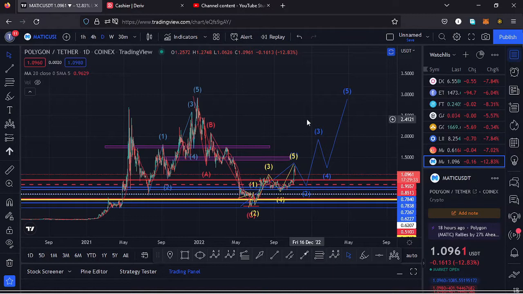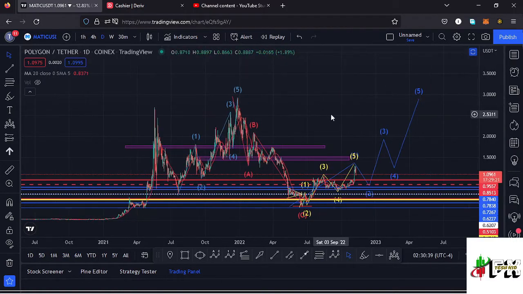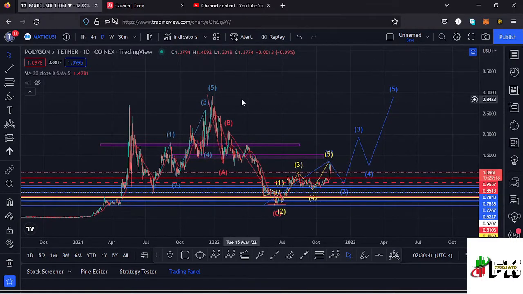I'll be giving you a price prediction update on Polygon Matic, whose current price stands at the $1.0961 mark, and here on TradingView the market is down by 12.83%. In this video I want to give you the key scenarios that I expect to play out, basing my analysis on the Elliott wave structures, the Fibonaccis, the key areas of support and resistance, and also drawing out any key chart patterns that you have on this chart.